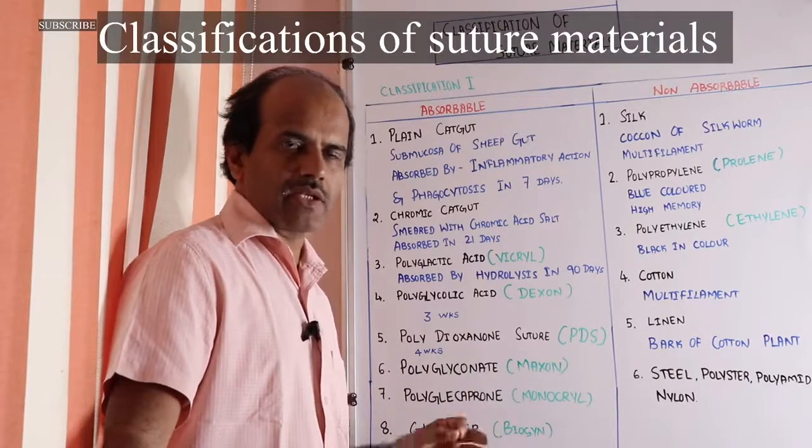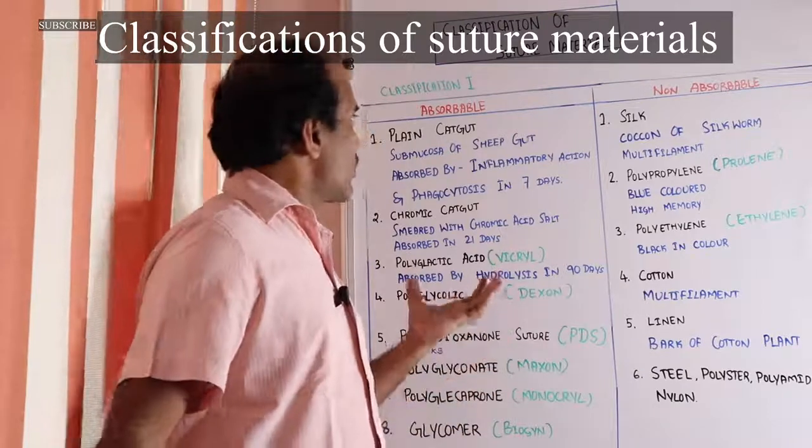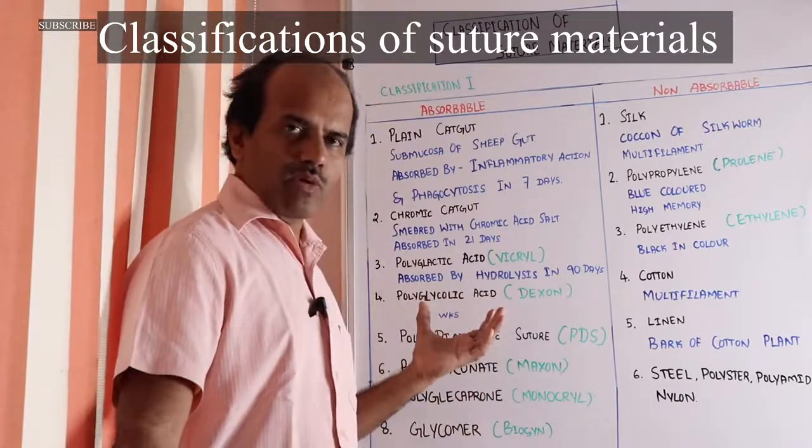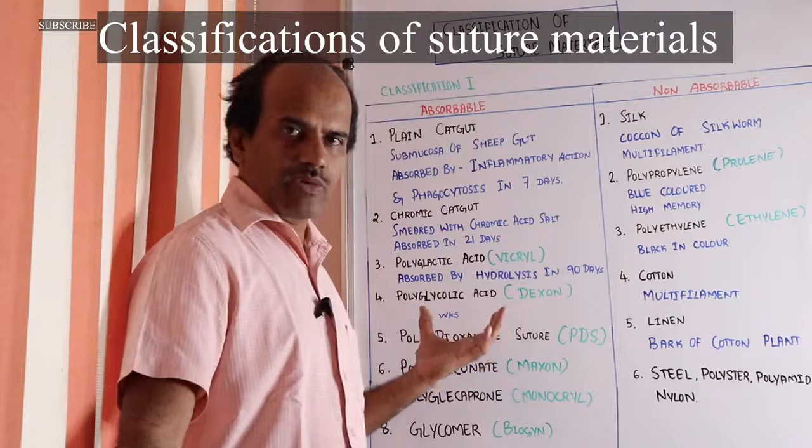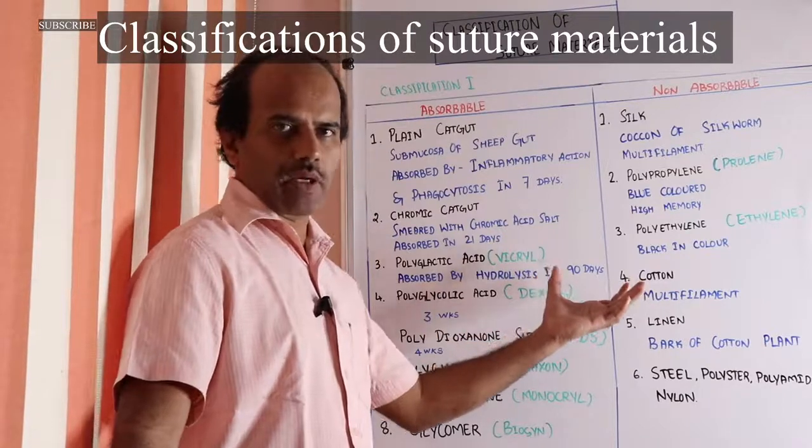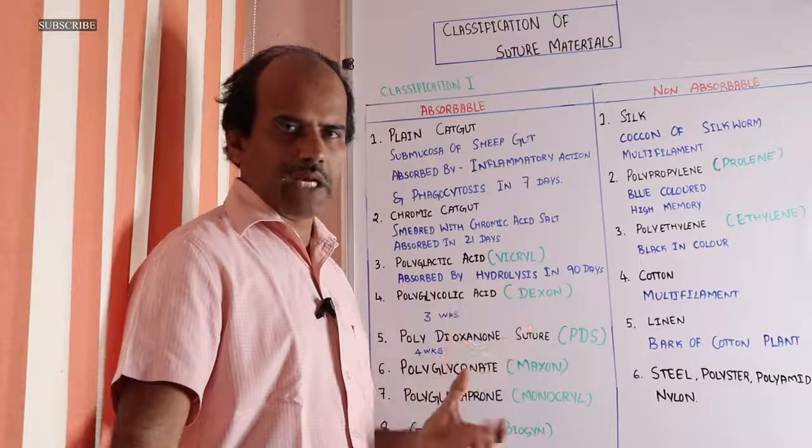Today we are going to look into the classification of the suture material. The main classification is absorbable, where the material gets absorbed within the body, and non-absorbable. This is the main classification.